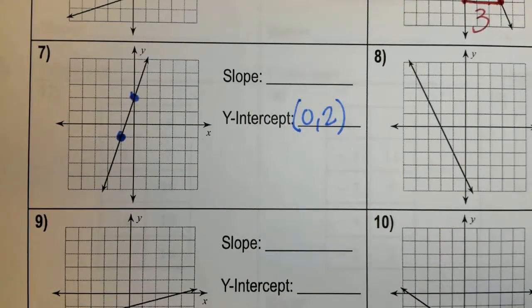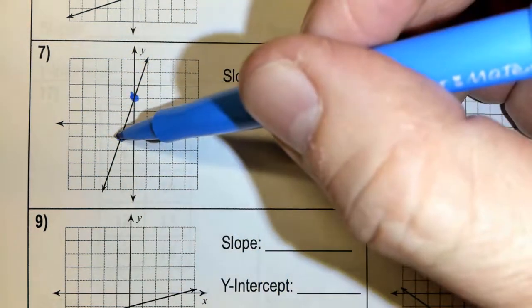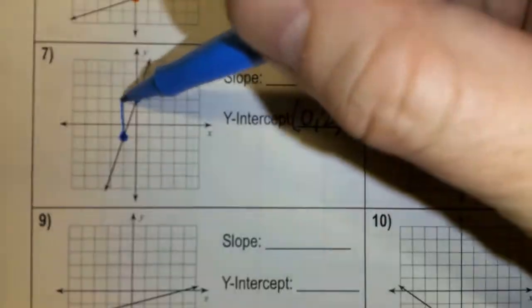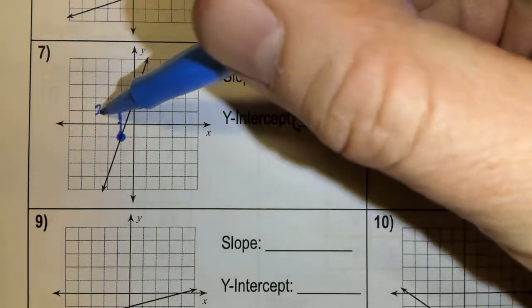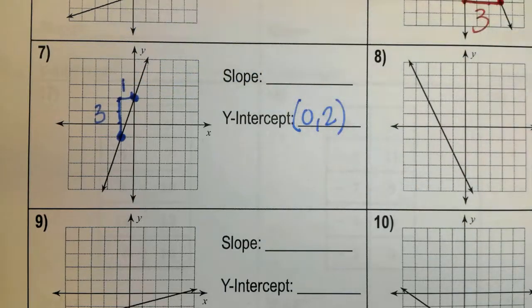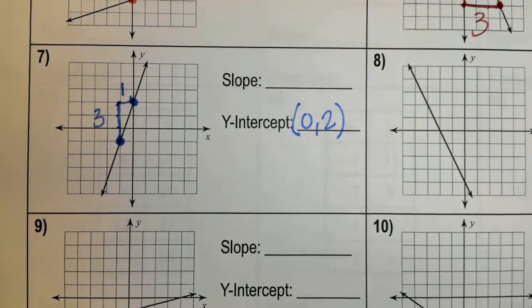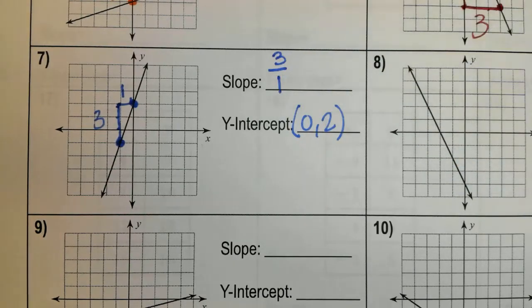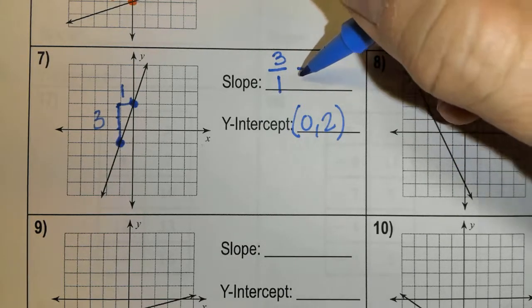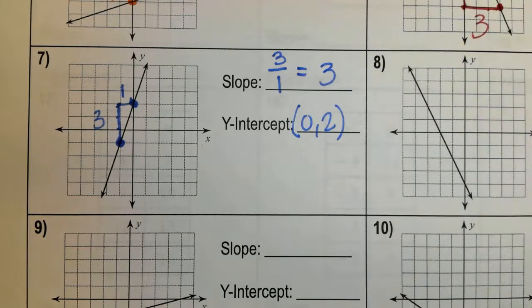I still want to do the same thing though. I go from the left point to the right point. And from here I have to go up first and then to the right. So I go up 1, 2, 3, and then right 1. So slope is rise over run. Rise is 3, run is 1, and I can reduce, so 3 over 1 would be 3.